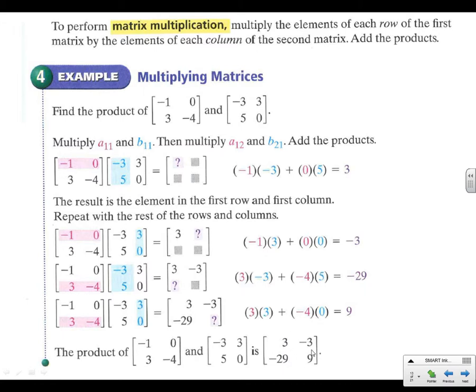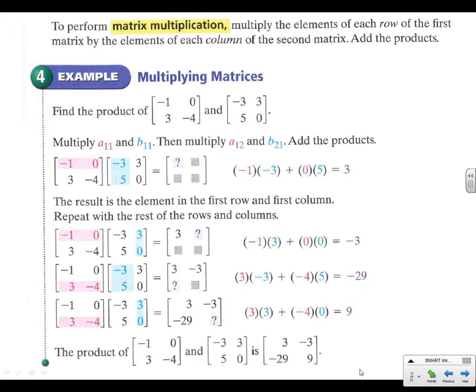If we wanted to know the bottom right, we would take the bottom row times the right column, corresponding numbers. 3 times 3 is 9, right here. Negative 4 times 0 is 0. Put them together, you get 9, so that's where the 9 comes from here.